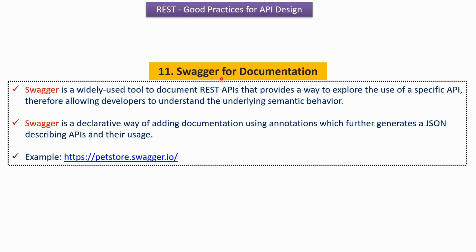Swagger for documentation. Swagger is a widely used tool to document REST APIs that provides a way to explore the use of a specific API, therefore allowing developers to understand the underlying semantic behavior. Swagger is a declarative way of adding documentation using annotations, which further generates JSON describing APIs and their usage. We will see the example so that you will understand.